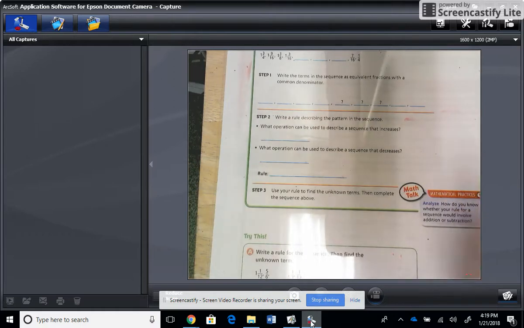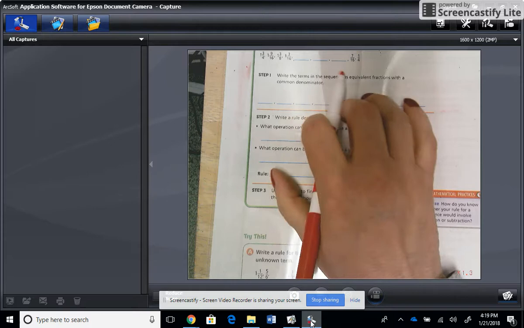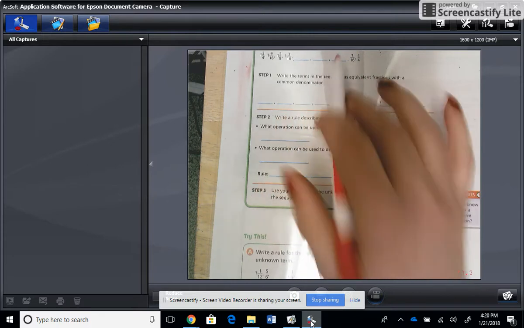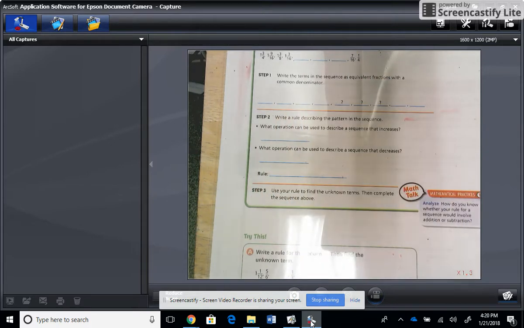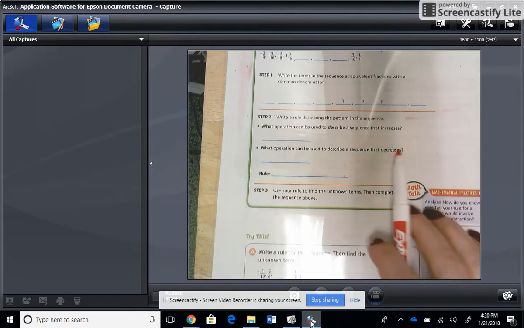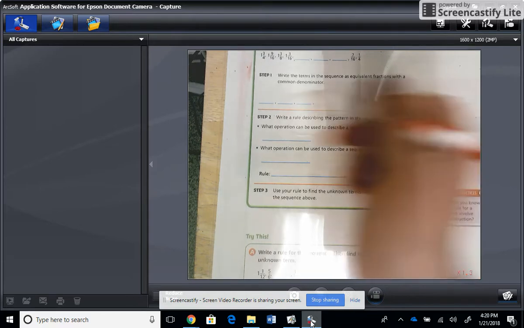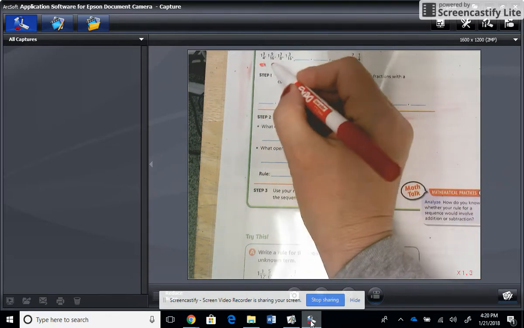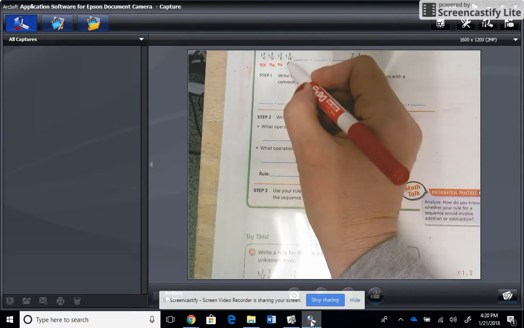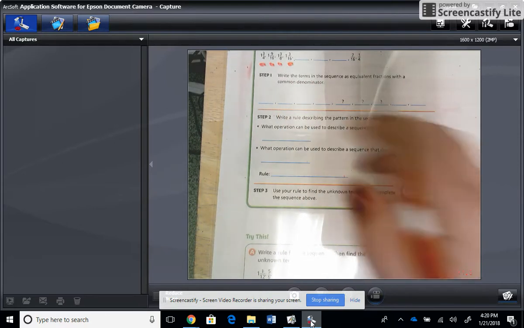All right, find the unknown terms in the sequence. So now we're finding them in the middle of the sequence. So we got to find these terms. Write the terms in the sequence as equivalent fractions with common denominators. So if you notice, we have 4, 16, 8, 16. I wonder if that's going to matter. Well, let's figure out if we're going to increase or decrease.